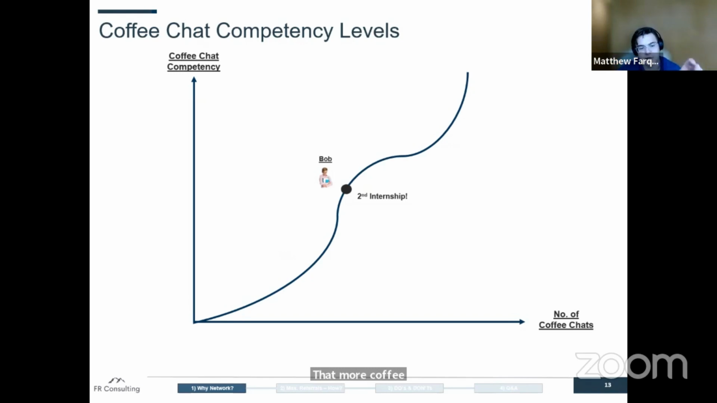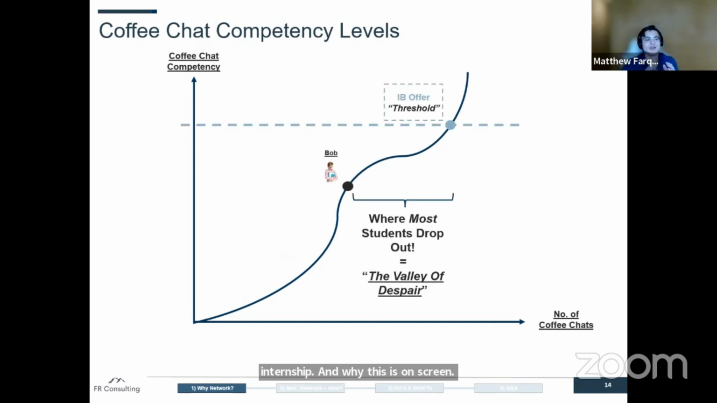And why this is on screen is whether or not it's after your second or before your third or whatever, the fact is you're going to get to a point when you're networking where you no longer observe learning effects. Your first 0 to 10 coffee chats are a whole whirlwind of learning experiences. But at this point you're just plateauing, and it seems like nothing is working with networking. So know that the increasing marginal returns lie just ahead. You're at an inflection point, and another one's coming.